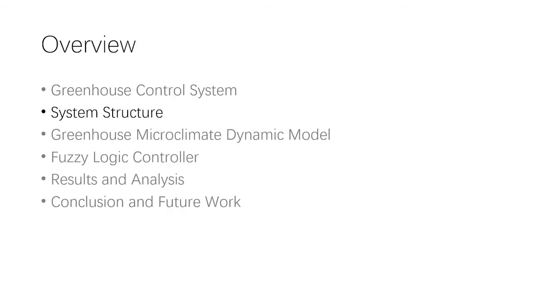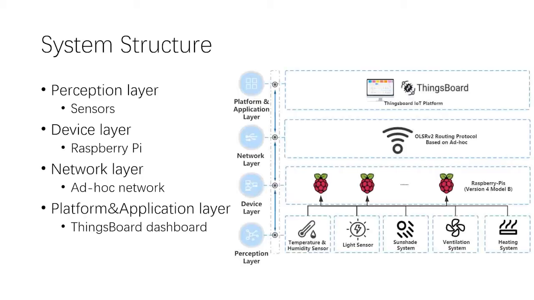So now I'd like to move on to the second part of my presentation. It's about our system structure. Let's take a look at this figure. It's our system structure. It has 4 layers. In the perception layer, we developed a lot of sensors for getting the information of the greenhouse. And we also developed 3 controlled systems to affect temperature.